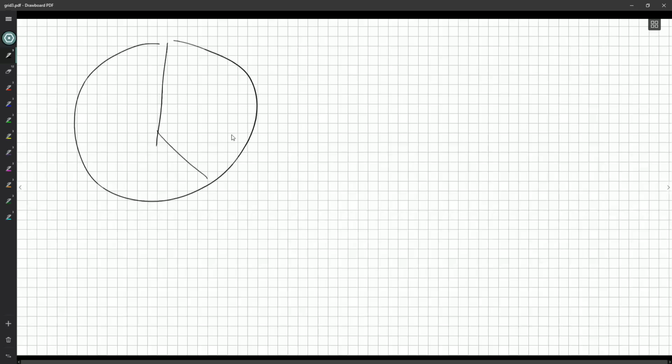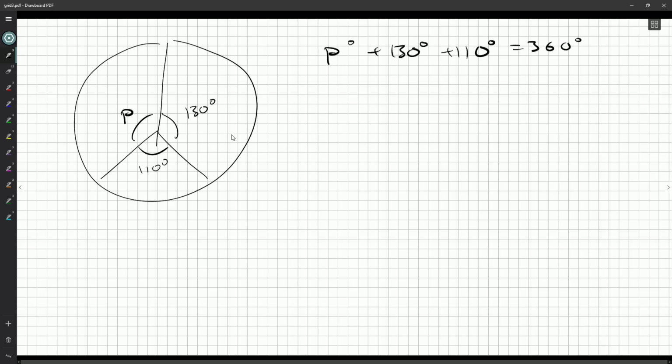We've got sleeping at 130, we have 110, and then whatever playing was. We could call it question mark, or, let's be a bit more algebraic, let's call it P for playing. So we know P degrees plus 130 degrees plus 110 degrees is 360 degrees, a full way around a circle. Grouping these two together to be 240 degrees, we can see that P is going to be 120.